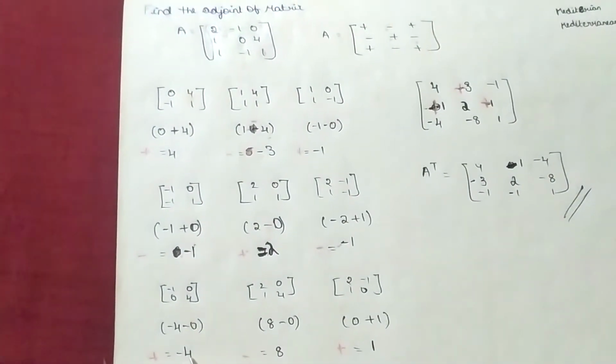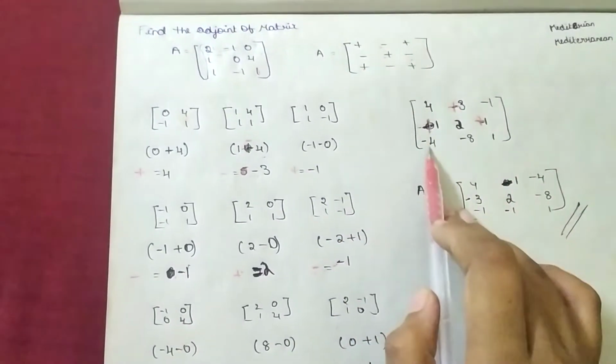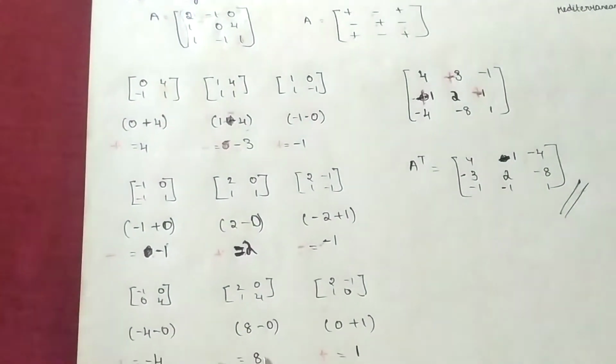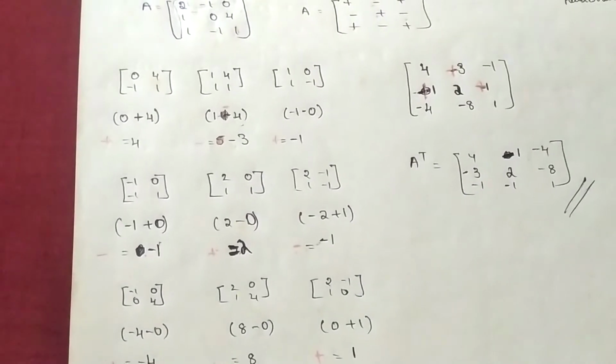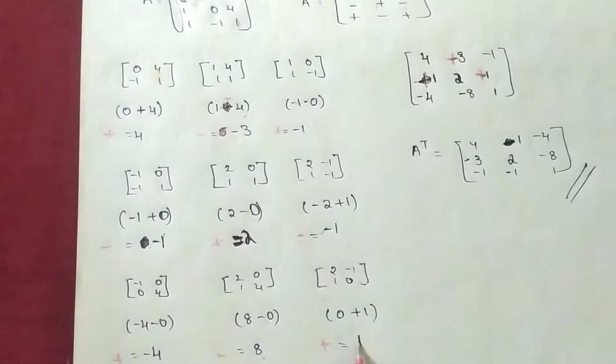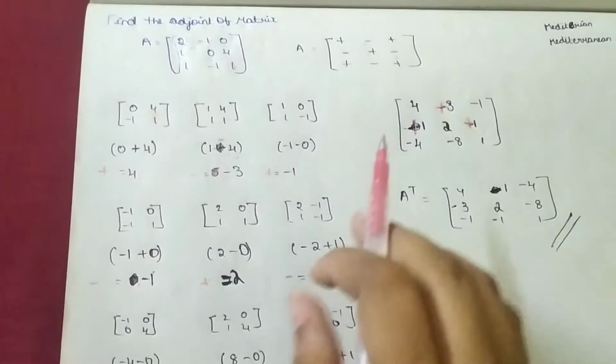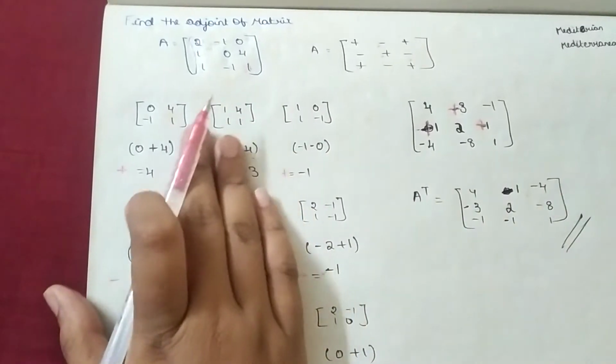Again, now it is minus 4 I got. So minus 4 into plus, plus into minus is minus 4. So minus 4. Again, what I got, answer 8. But here the value is minus, so minus 8. I got here value as 1. So here it is also plus. So plus.